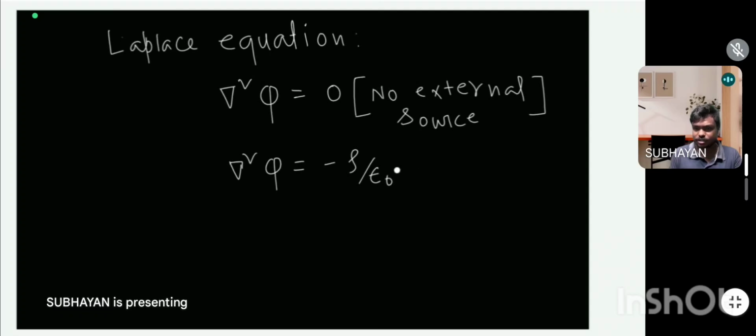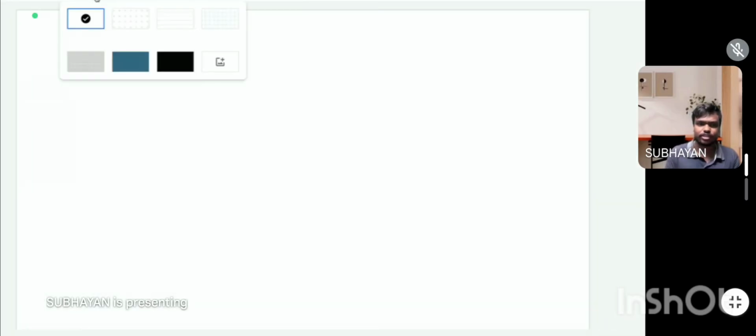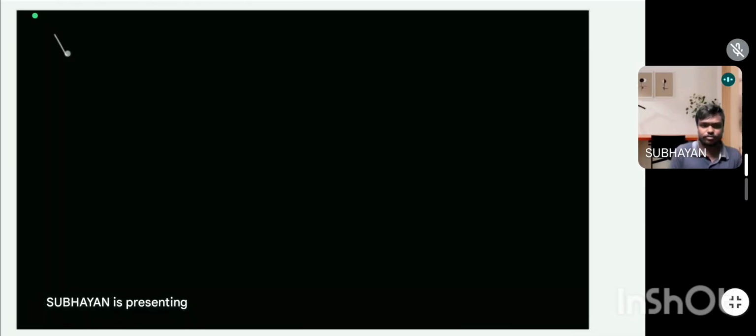This is the Poisson equation, and this is the inhomogeneous differential equation because in the presence of an external source, the corresponding laws of physics become inhomogeneous. But for the time being, we shall restrict ourselves to solving the Laplace equation, that means the homogeneous differential equation. So this one, grad square phi equals 0.